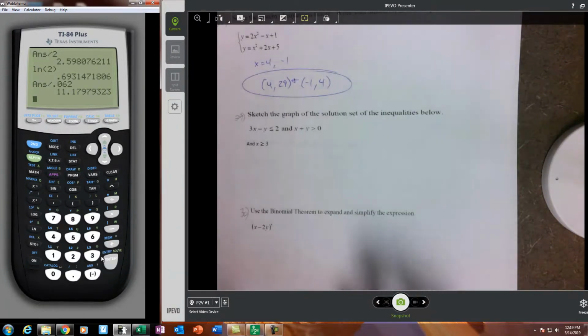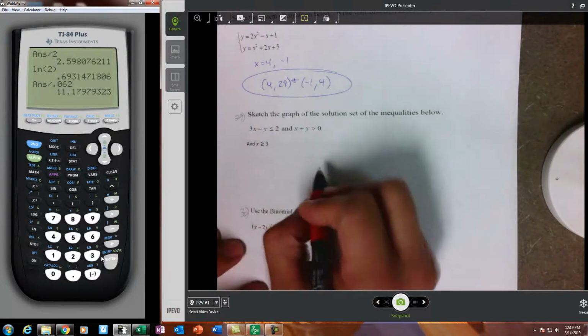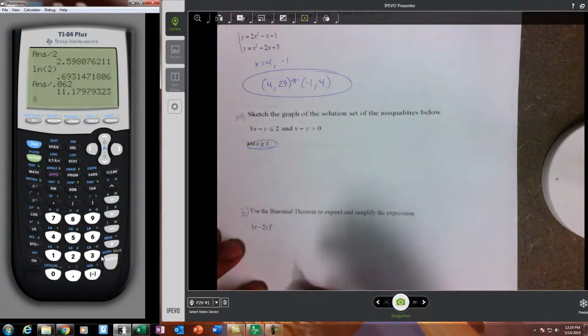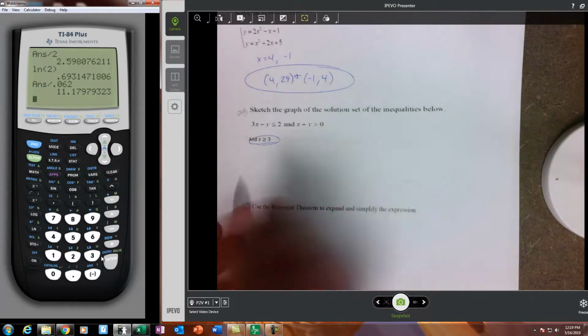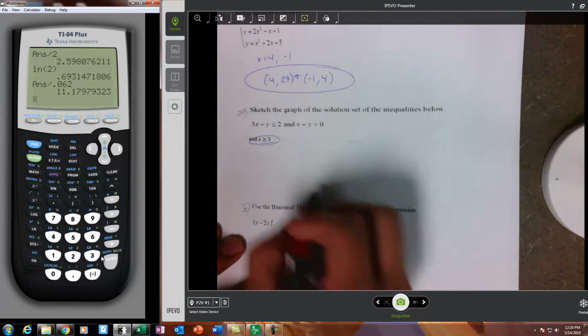Question number 29 is actually the same as one of the earlier questions, but I bring in this x is greater than or equal to 3. The reason I bring that in is just so you can get used to graphing vertical and horizontal lines.